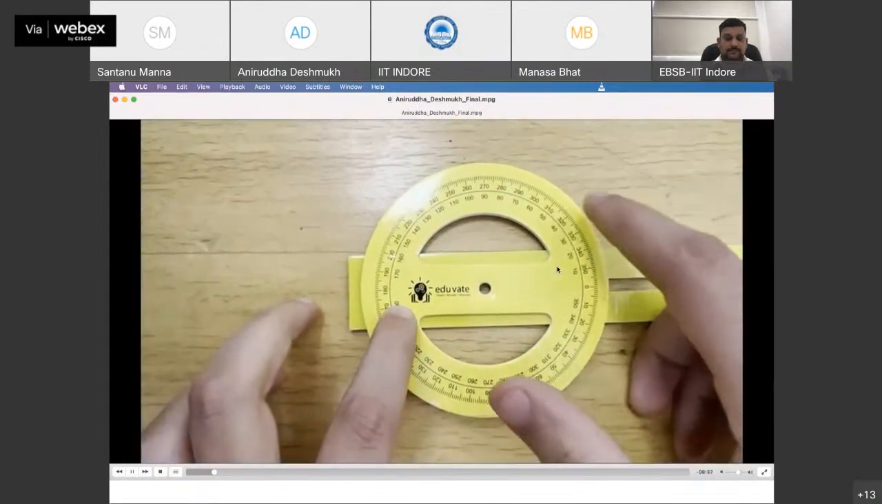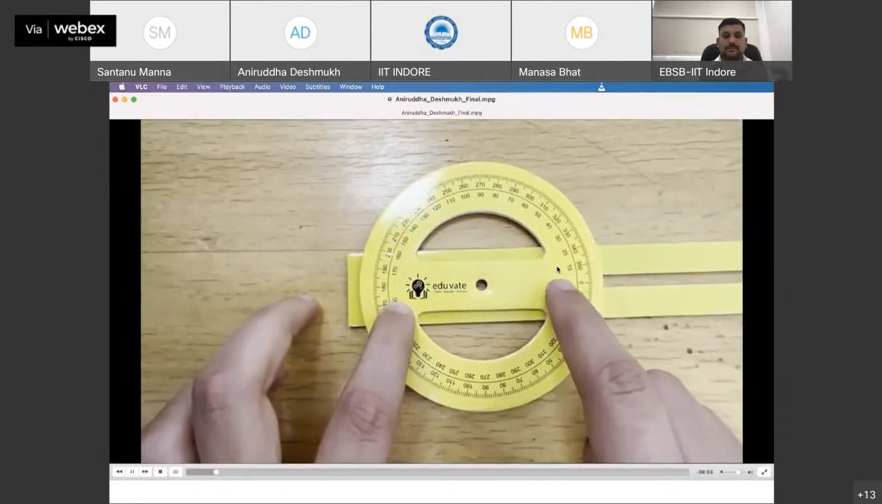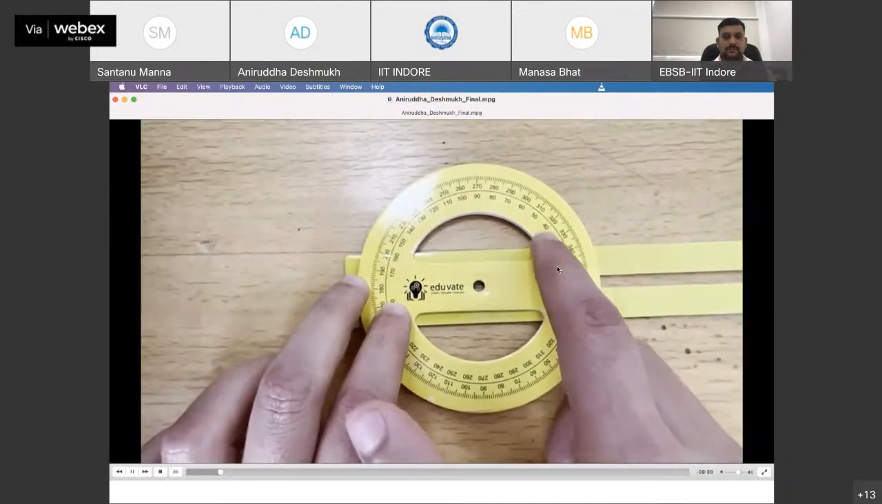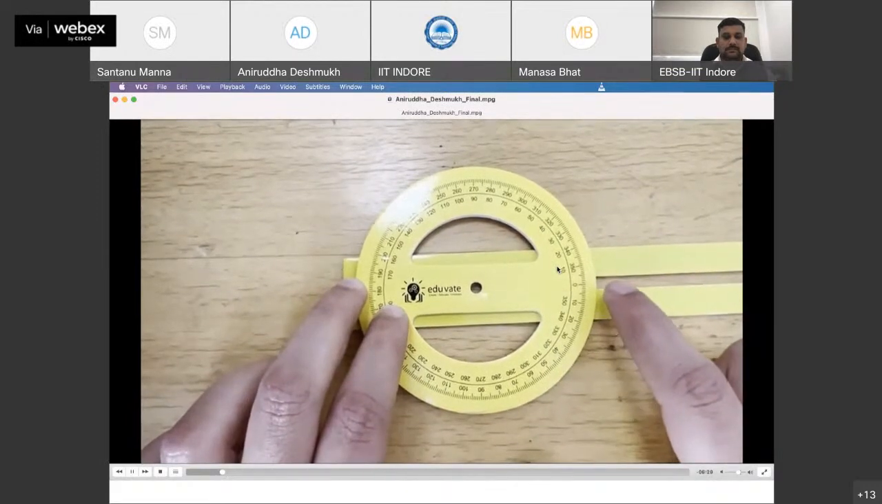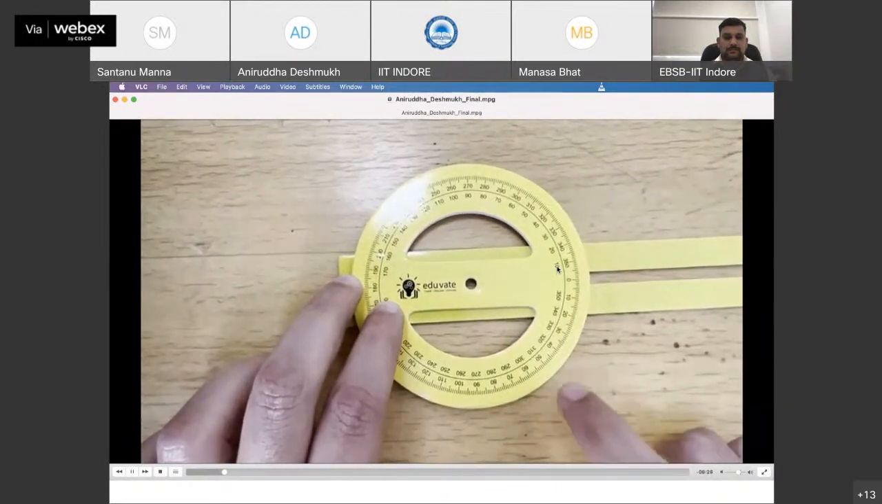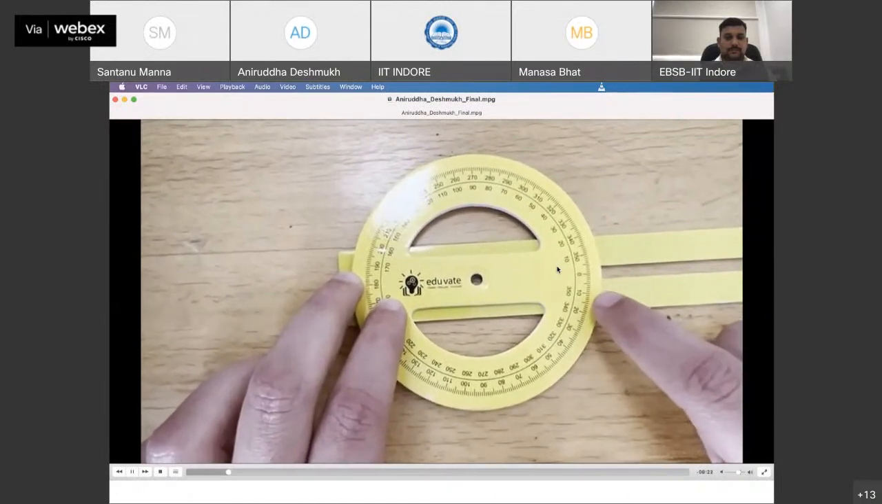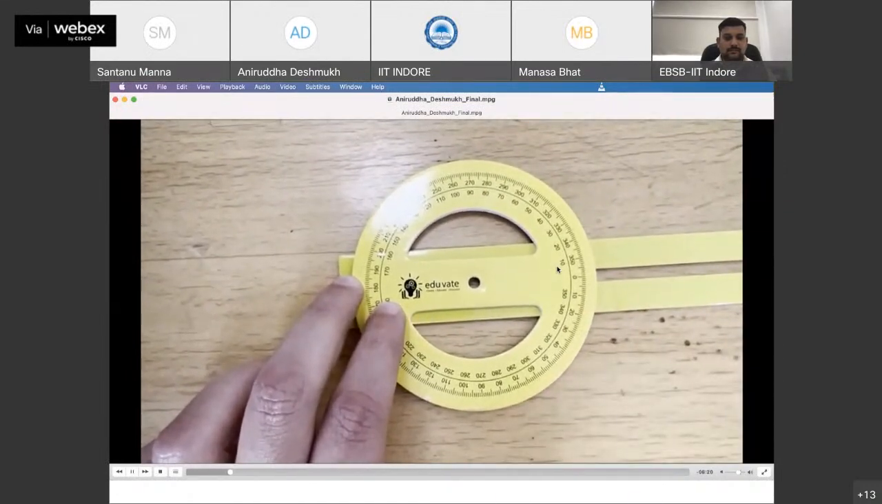One way is we can go anti-clockwise, and in that case, you'll be measuring angles from the inside. So the measurements are written on the inside, 0, 10, 20, 30, and so on. The other way is to measure angles from the clockwise direction, and in that case, the measurements are written on the outside of the disk. So it is 0, 10, 20, 30, and so on.